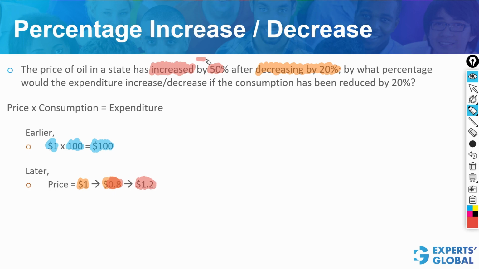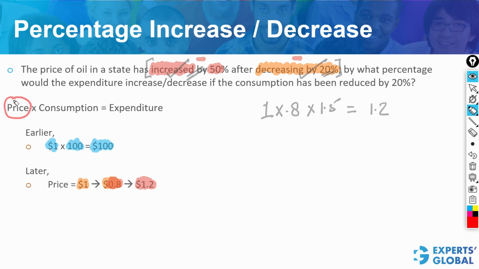An interesting point here, the order does not really matter whether it is this decrease first or this increase first. Eventually, it is about multiplying by 0.8 for this 20% decrease and multiplying by 1.5 for this 50% increase. The value will turn out to be 1.2 only. The order of these events does not matter.